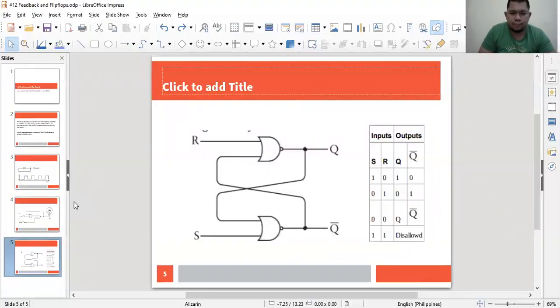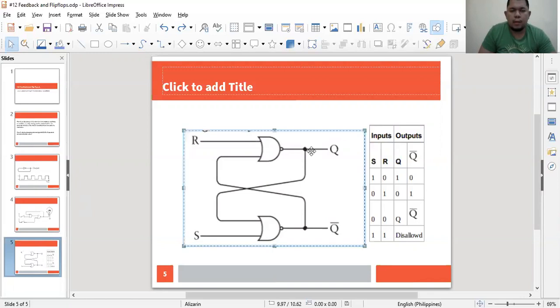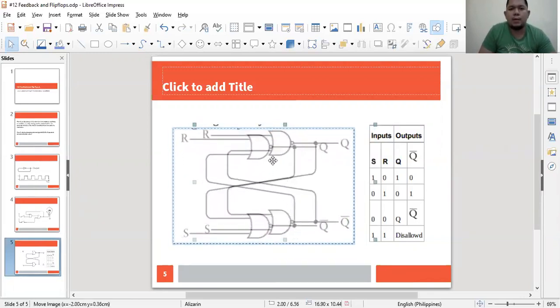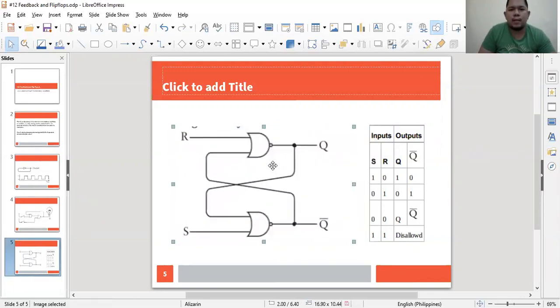Okay, so this is still the same circuit, except that we want it to look symmetrical. So we have added an inverse of Q here. But this is still the same RS flip-flop.